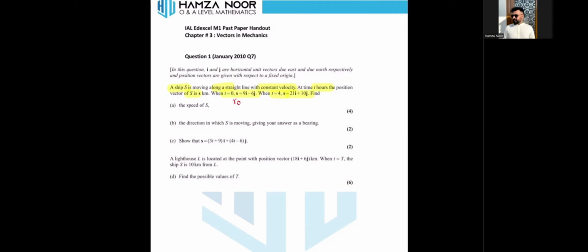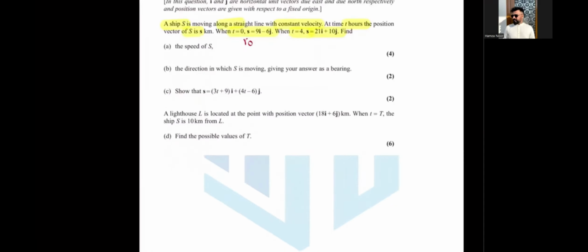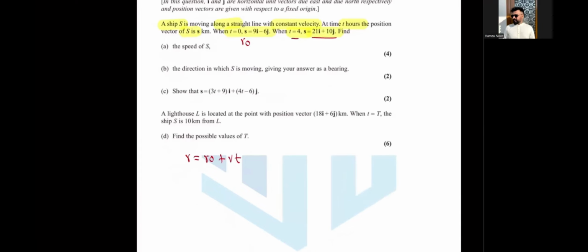As we know, the basic vector equation is r is equal to r naught plus v times t. The r vector is given to you when t is equal to 4. Basically, the position vector of the ship is given at a particular value of t greater than 0. So I'm going to say that 21i plus 10j is equal to the r naught vector, which is also given in the question, plus v times 4. The value of t is 4 and the velocity vector is unknown.